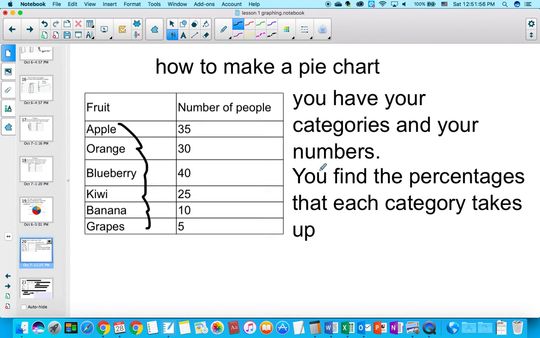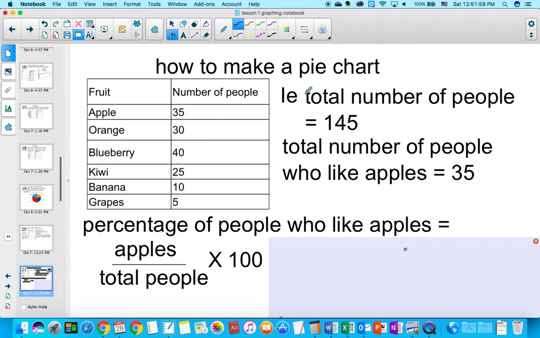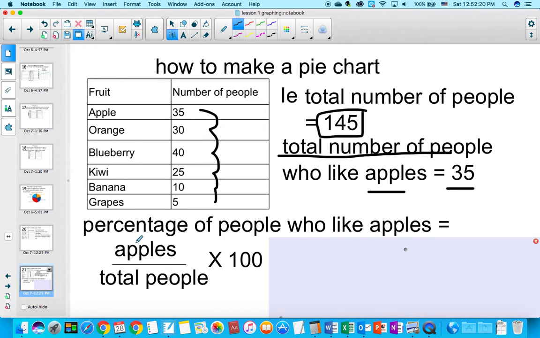So first, you find the percentages that each category takes up. So the total number of people is 145. We found that out by adding 35 to 30 to 40 to 25 to 10 to 5, right? We added all of it up to get 145. Well, then we find the percentages. Well, the total number of people who like apples is 35, right? So to find the percentage of any number, you make a fraction. And if you recall from probability and our review of grade 7, making a fraction, you can turn it into a percent.